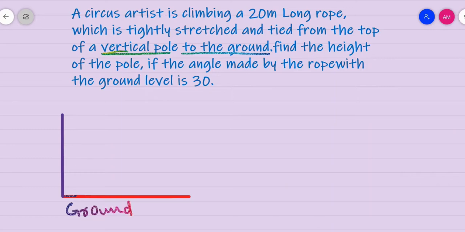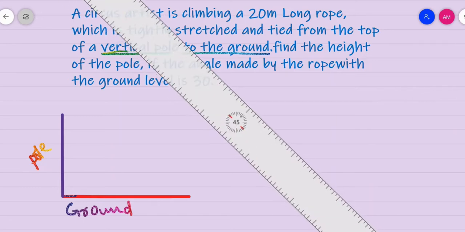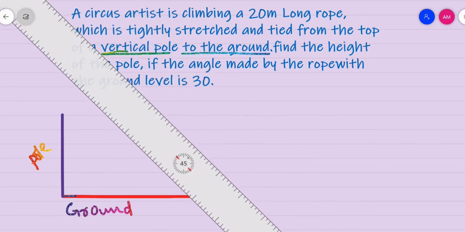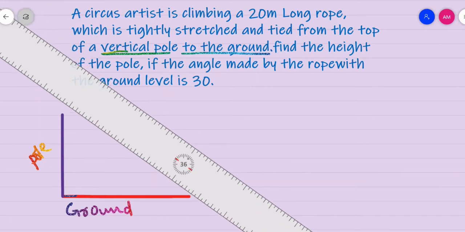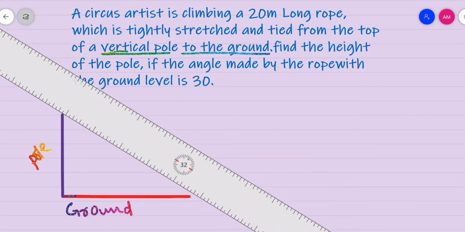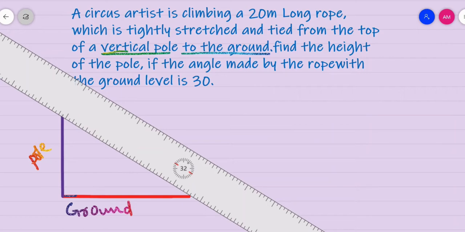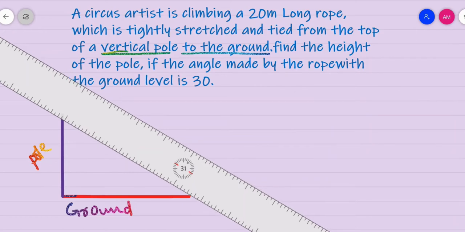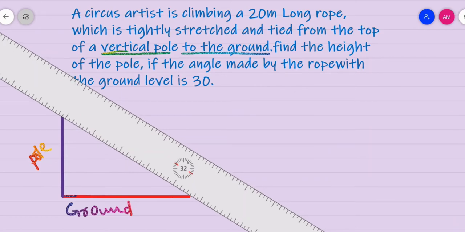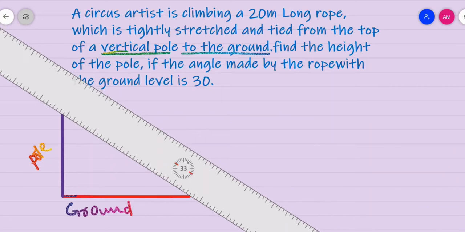And this is the pole. Then a circus artist, what is he doing? He is just moving on the rope. Which rope? A rope which is tied from the ground to this pole.